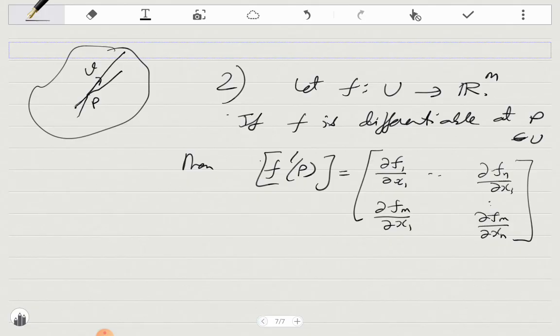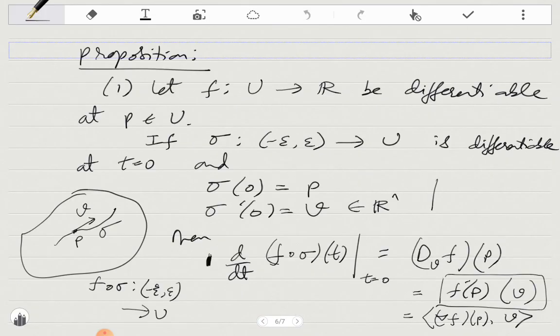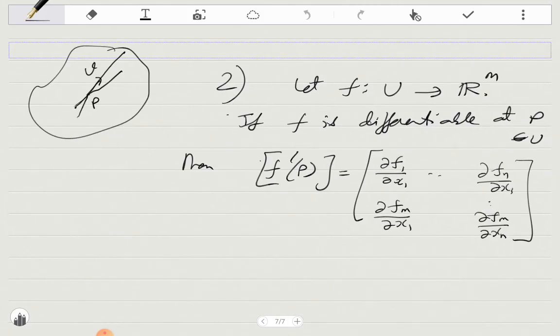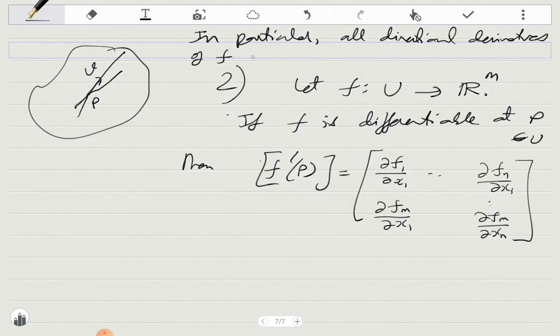Oh, by the way, in the previous proposition, what I'm saying is that, I should say that in particular, for part 1, all directional derivatives of f exist at P. So if f is differentiable at P, then all directional derivatives of f, meaning directional derivatives along all directions, exist at P. So in particular, partial derivatives will also exist.